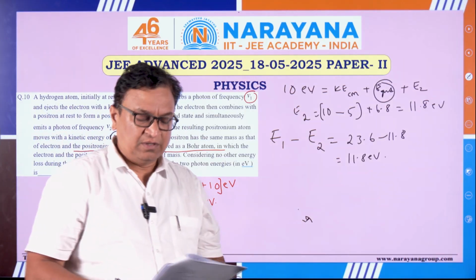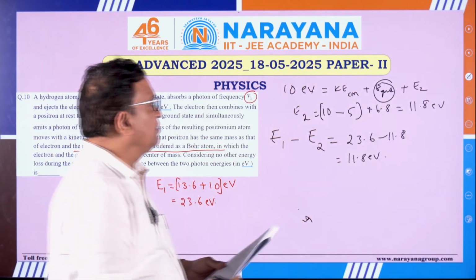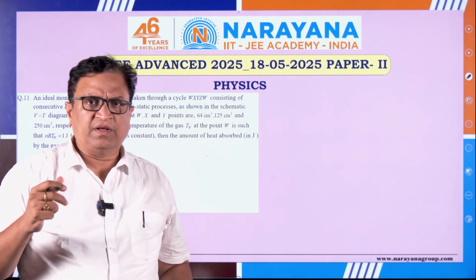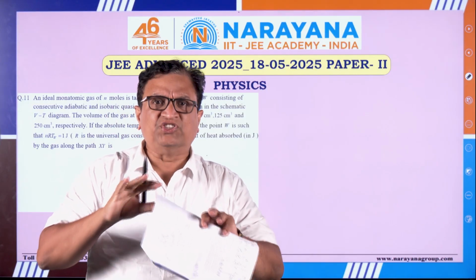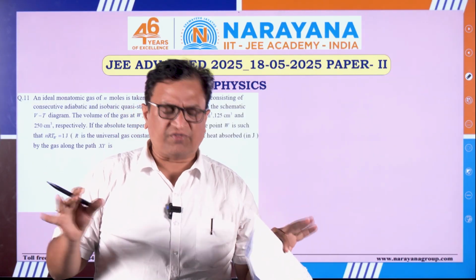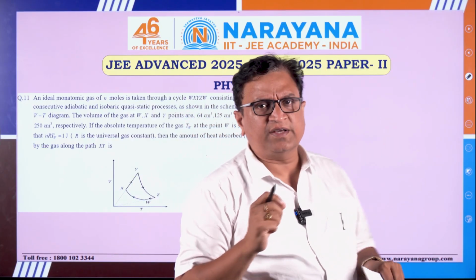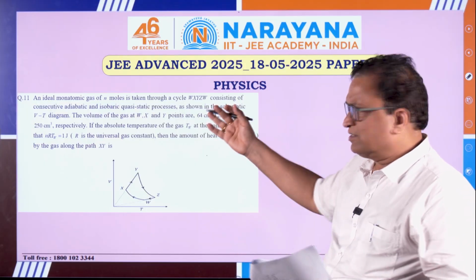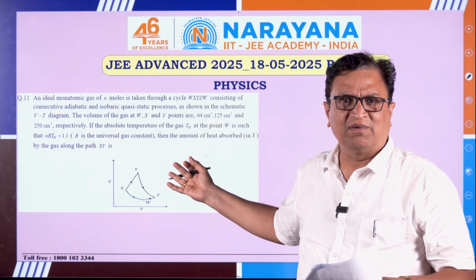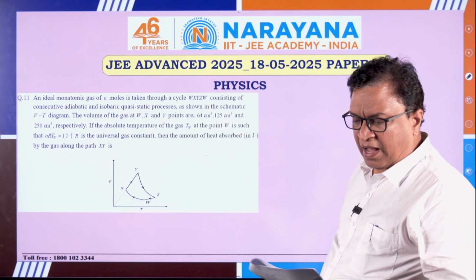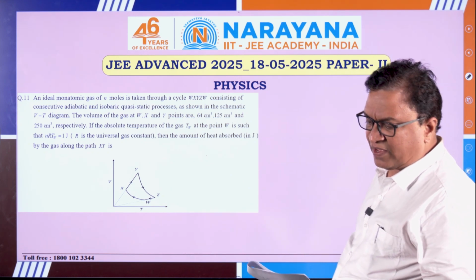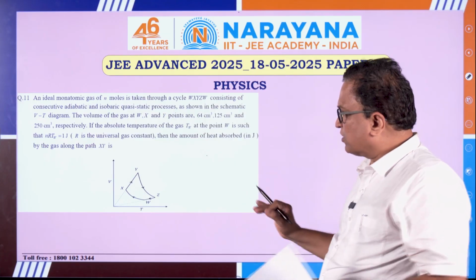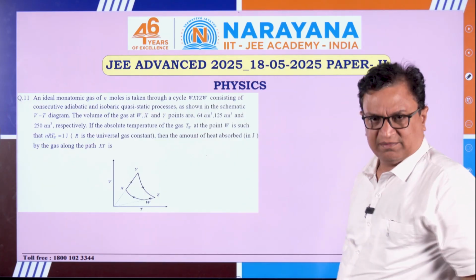Right. 11th question. Similarly, the 11th question is also from heat, a general graph based question. Every year you will face one graph based question. One such question is this, and this is repeated n number of times in our grand tests. An ideal monoatomic gas of n moles is taken through a cycle. Let me try to explain what is happening. It's a VT graph basically.